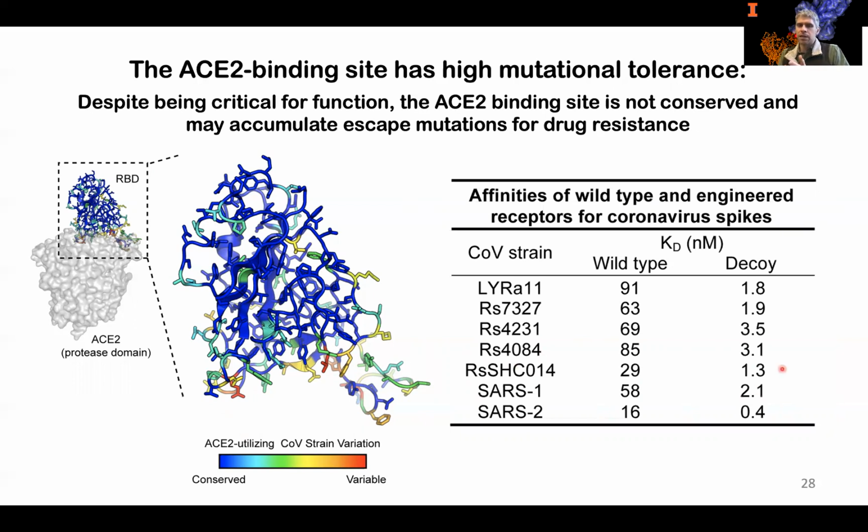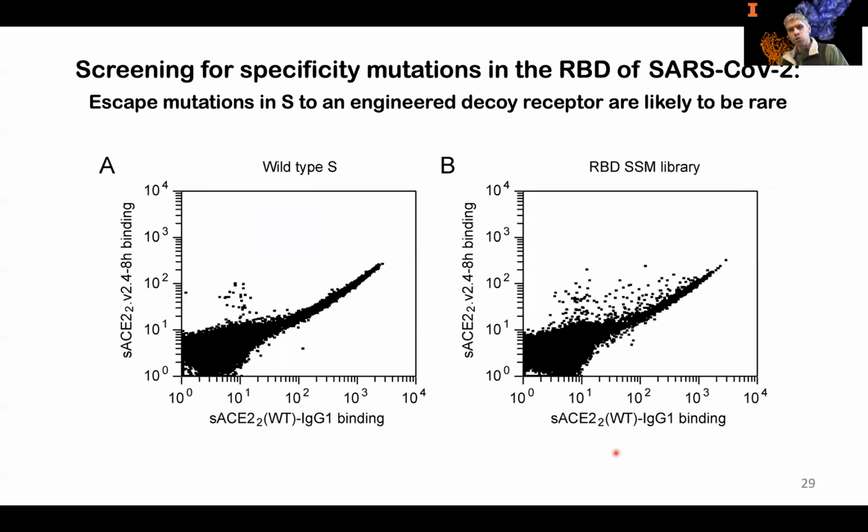And I'm pleased to say that it does. It binds to these 5 bat coronaviruses and the 2 human SARS coronaviruses with low nanomolar or picomolar dissociation constants, much tighter than wild-type human ACE2. We have done a deep mutational scan on the receptor binding domain in the context of full trimeric spike protein expressed on the surface of a human cell, and we've looked for mutants in that library that can discriminate between wild-type ACE2 and our engineered decoy, and may therefore be the basis for resistance.